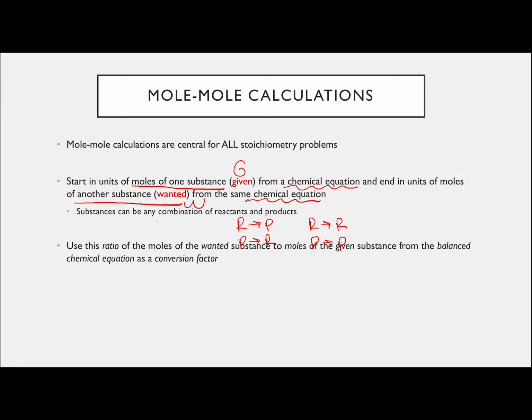What we're going to do is use this ratio of the moles of the wanted substance to the moles of the given substance that we got in our balanced chemical equation. And we're going to use this as a conversion factor. So we're going to connect them as a conversion factor.